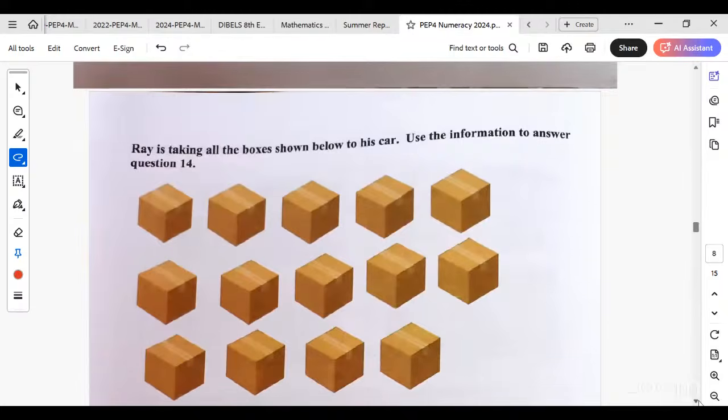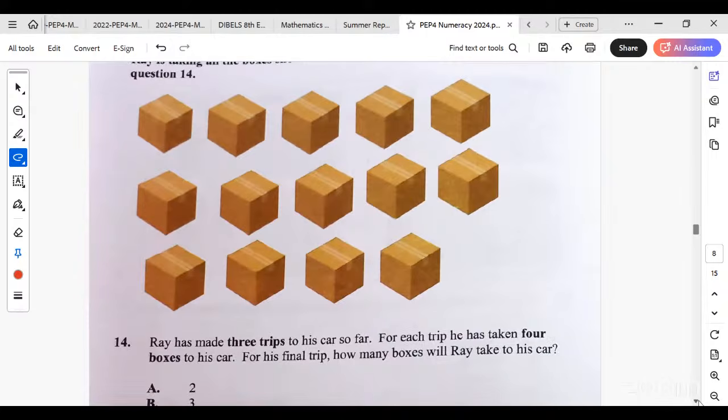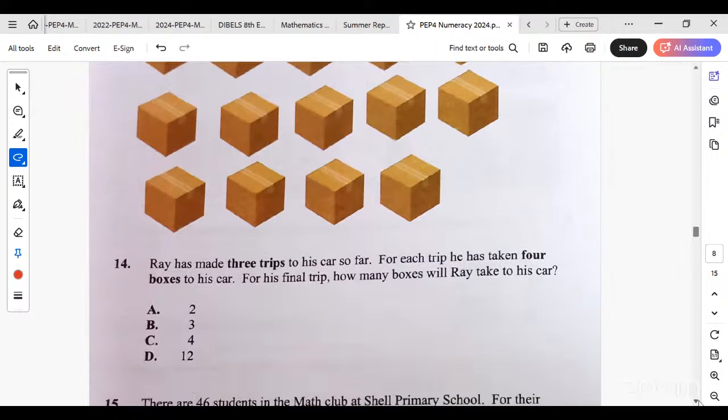Question 14. Ryan is taking all the boxes shown below to his car. Use the information to answer question 14. So we could count the number of boxes, see how many boxes there are. So question 14 says Ryan has made 3 trips to his car so far. For each trip, he has taken 4 boxes to his car. For his final trip, how many boxes will Ryan take to his car? So we see, is it 2, 3, 4, or 12?